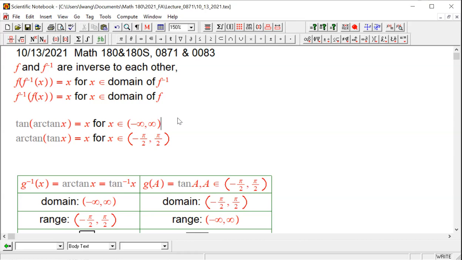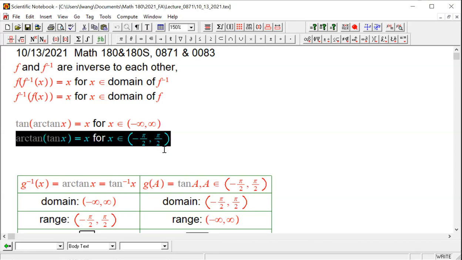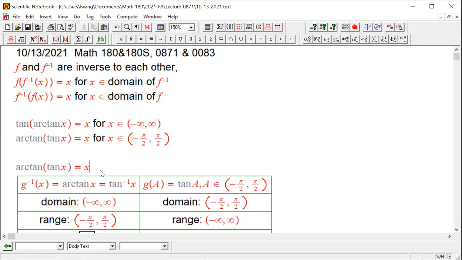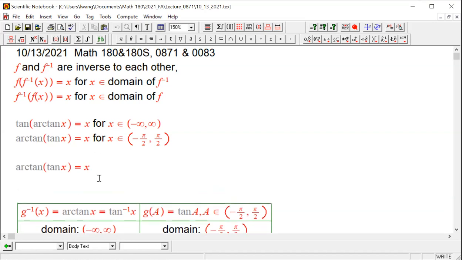Do you see that? So this is how we otherwise specify it, right? Tangent applied to X if X is within this interval. For example, this statement will be wrong.